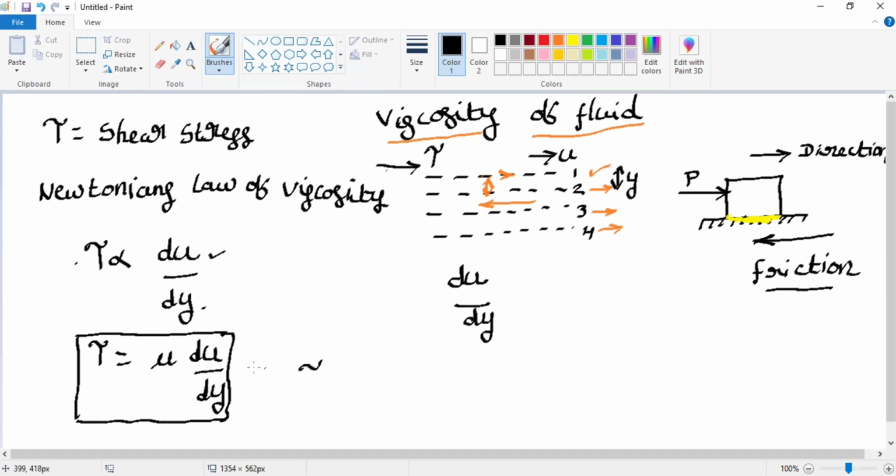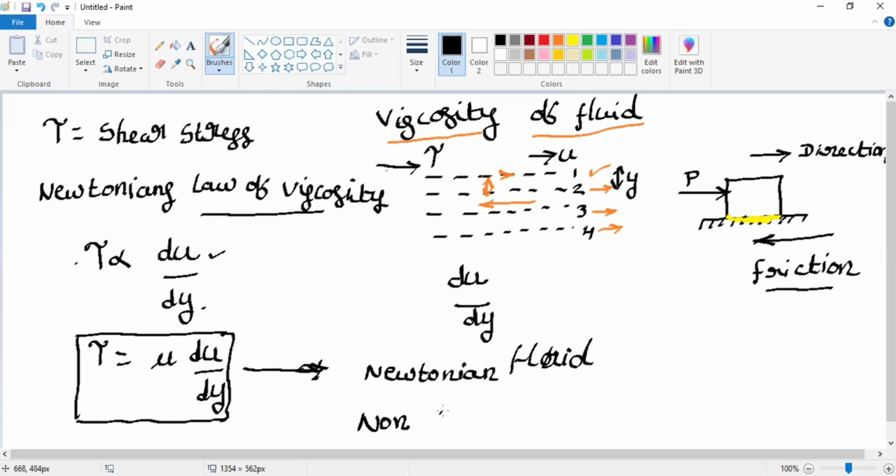If any fluid satisfies this condition, that fluid is called a Newtonian fluid. That means the fluid obeys Newton's law of viscosity. Whereas the fluid which does not obey Newton's law of viscosity is called a non-Newtonian fluid.